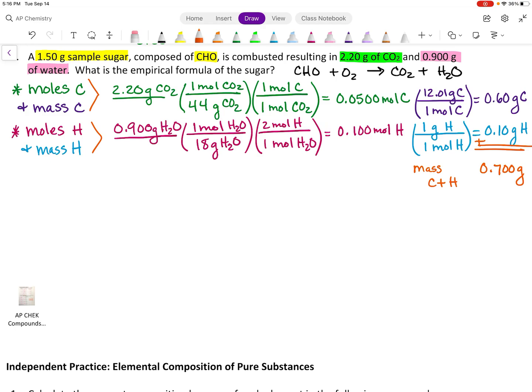So finally, let's go ahead and take a look at what the mass, we just calculated the mass of hydrogen and carbon. So we're going to do the mass of oxygen first, and then we'll go ahead and do the moles of oxygen.